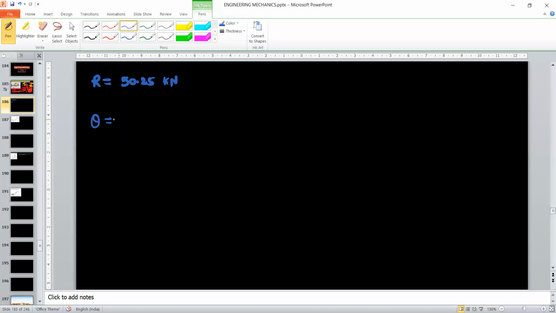Now the direction, that is angle theta, is equal to tan inverse of summation Fy upon summation Fx. Whenever you use this formula, enter the positive values only. So tan inverse of 50 upon 5, and you will get the answer: it is 84.28.